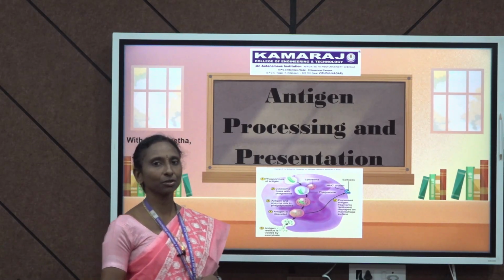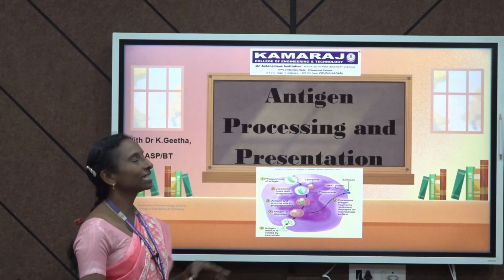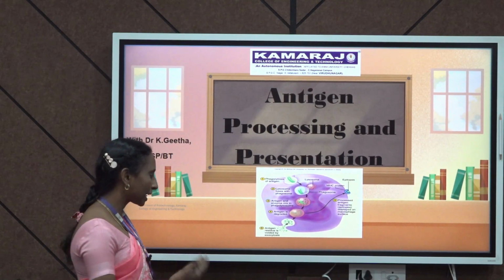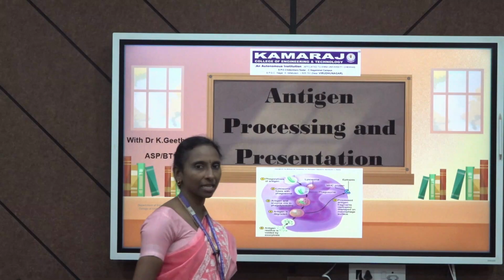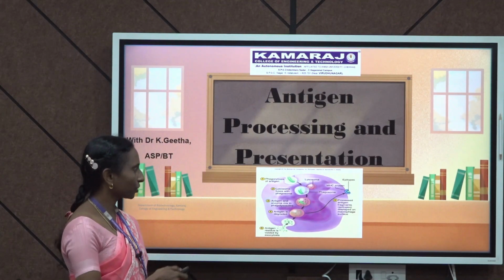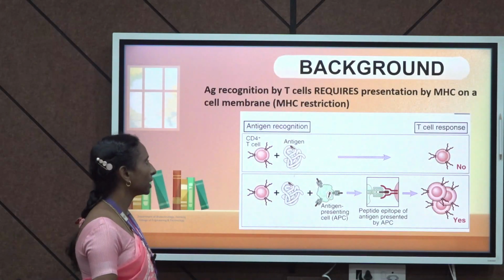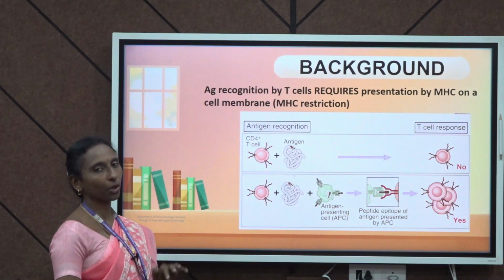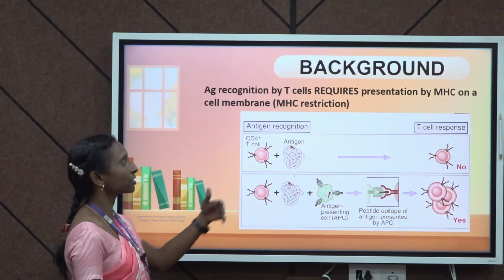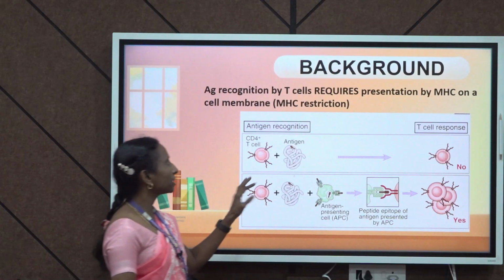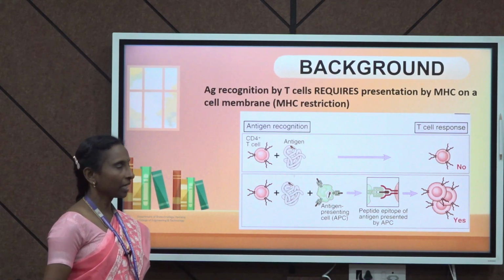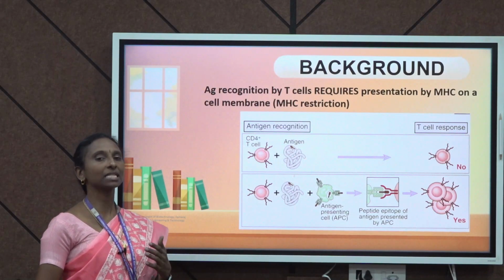Today we are here to discuss how antigens are processed and presented for them to be recognized by a T cell. So let us see some background related to that. As you know, for an antigen that comes into the body to be recognized by the T cells, it requires the MHC molecules to present them, and this is known as MHC restriction.